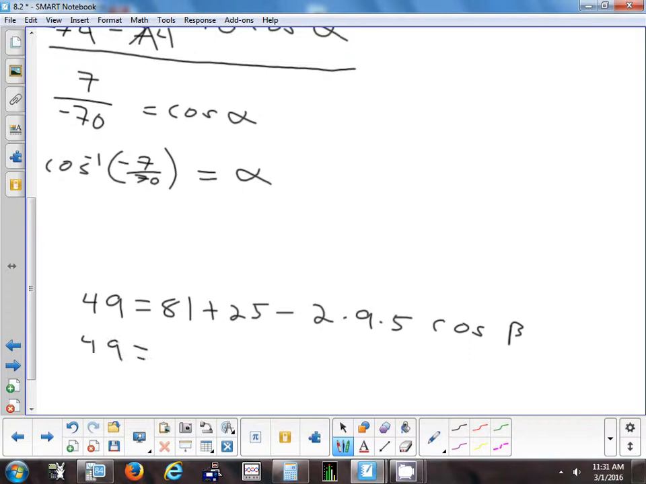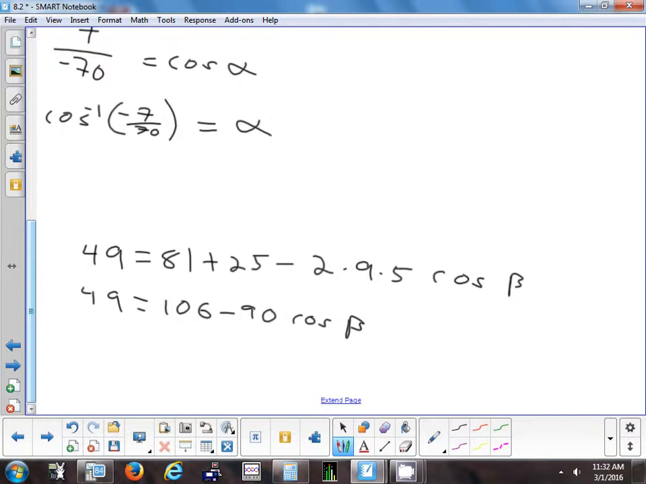What's 81 plus 25? 106. The easiest way to do this in your head: 2 times 5 is 10, times 9 is 90. So 90 cosine of beta. Okay, I need 49 minus 106. Negative 57. And we're going to have to divide by negative 90. And last thing, to get beta by itself, inverse cosine.